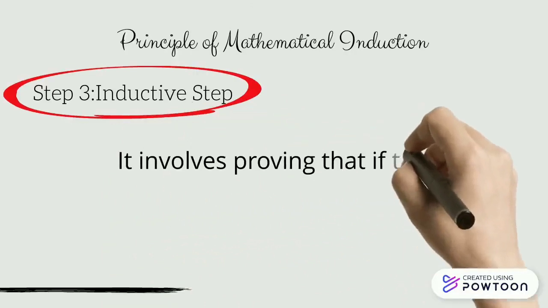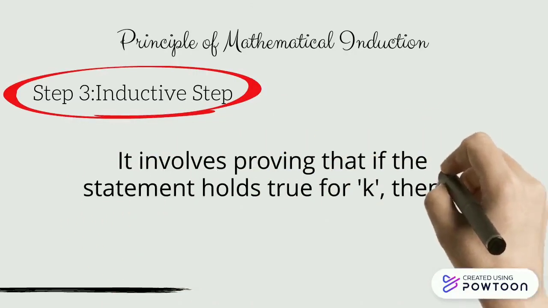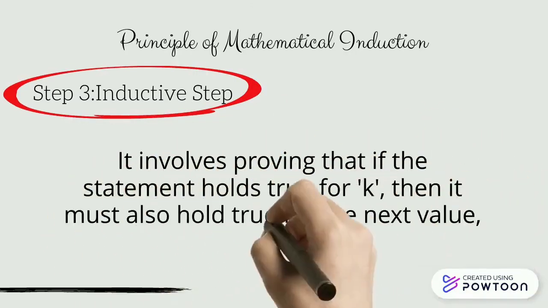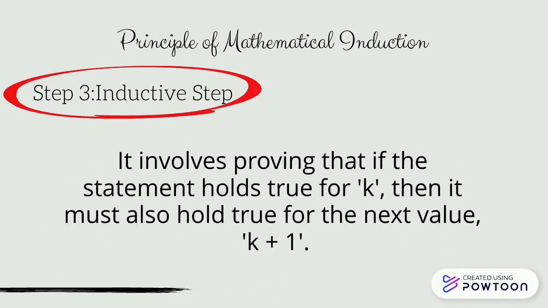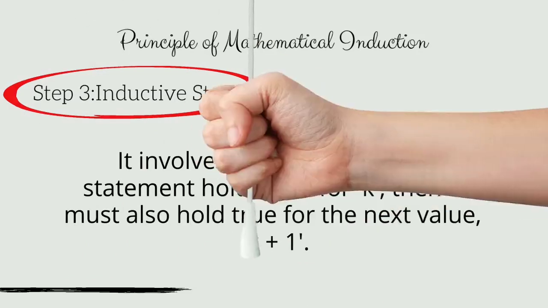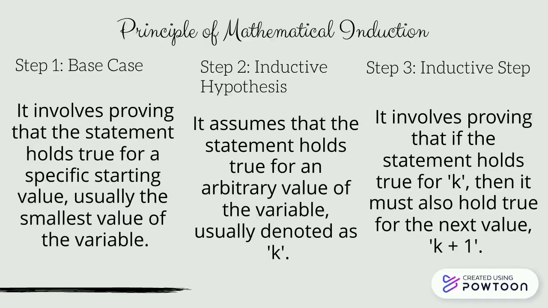Step 3. Inductive step. It involves proving that if the statement holds true for k, then it must also hold true for the next value, k + 1. By combining these 3 steps, we can establish that the statement holds true for all values of the variable.